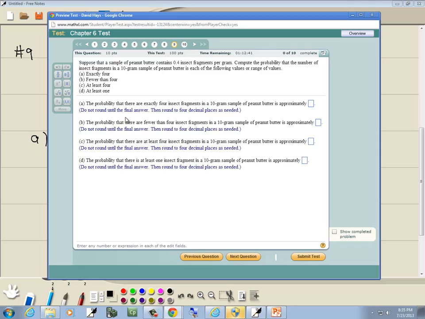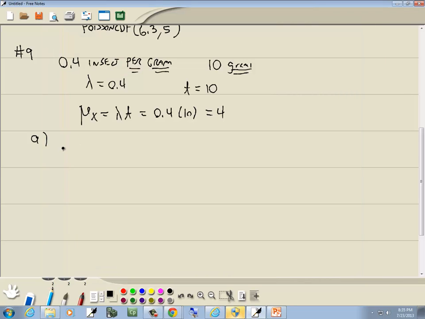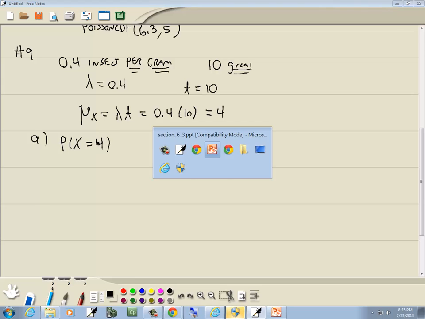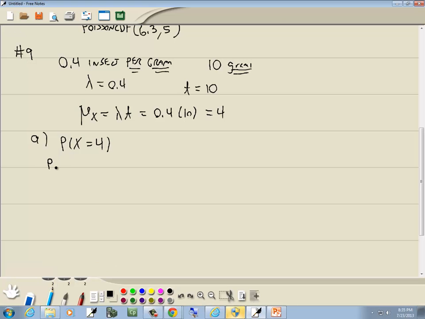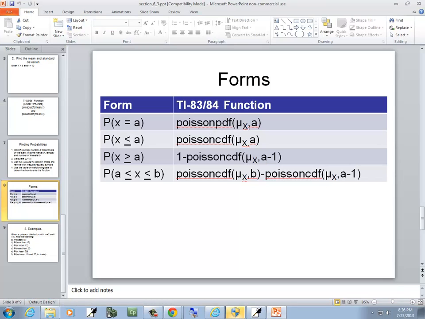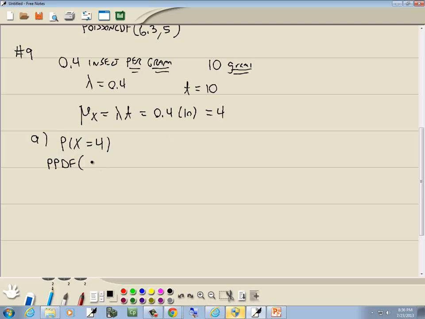And then A. The probability that there are exactly 4 insect fragments, so x is equal to 4. That's our first form here. So we'll use Poisson PDF, and I'll abbreviate this as P PDF. Then we'll put in our mean, comma A. The mean was 4, and then A is 4. A is, again, whatever number's right here. And that'll give us our answer.